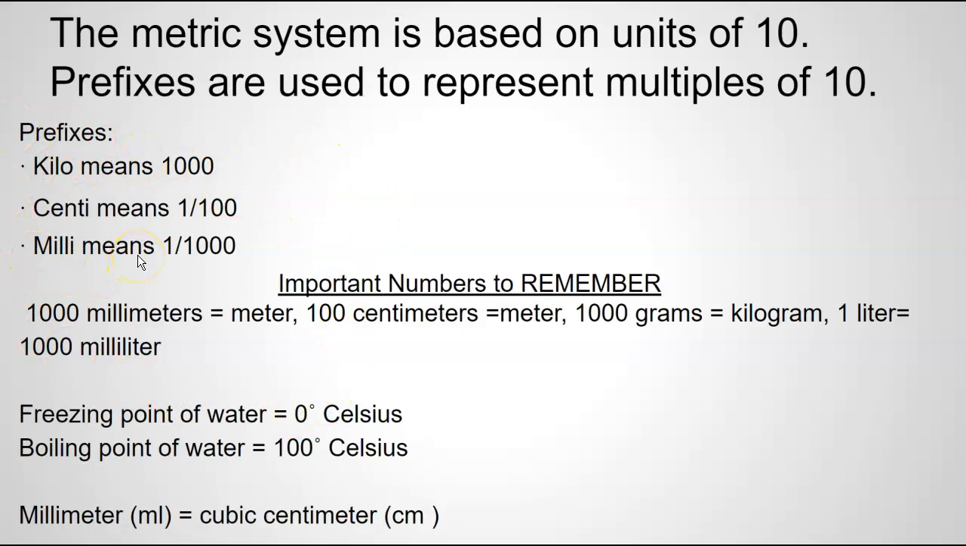Here are some important numbers to remember before I go into where we derive some of these things. So we have 1,000 millimeters in a meter. There are 100 centimeters in a meter. 1,000 grams equals 1 kilogram because kilo means 1,000 times gram. 1 liter is 1,000 milliliters. So it's 1 milliliter is 1,000 times smaller than a liter.